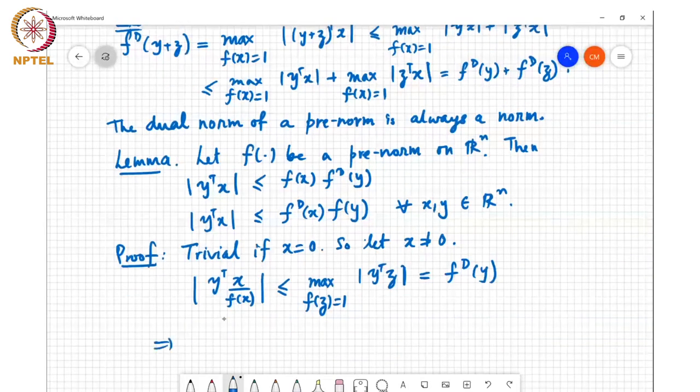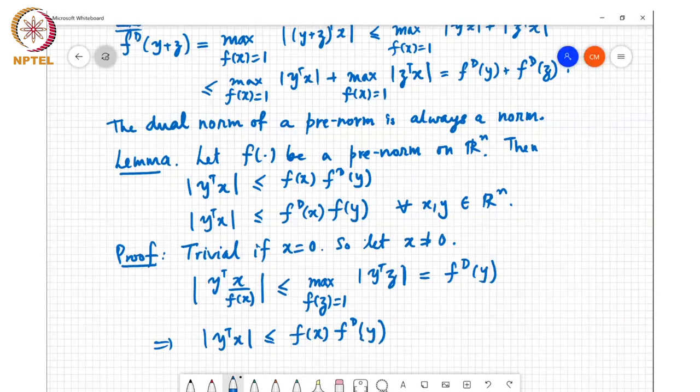So this implies, I'm just going to take this F of X to the other side. It's strictly positive. So mod Y transpose X is less than or equal to F of X F D of Y. But why is this inequality true? This is trivial. I just made the same argument. X over F of X is one such vector such that F of Z equals 1. If I took F of X over F of X, I will get the value equal to 1. So it satisfies this constraint.